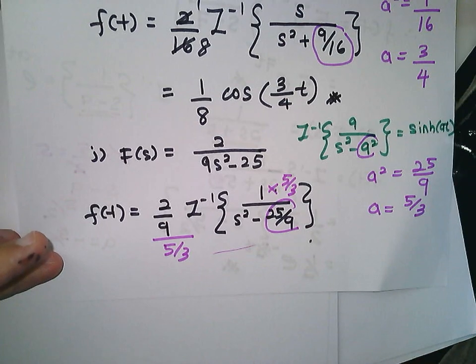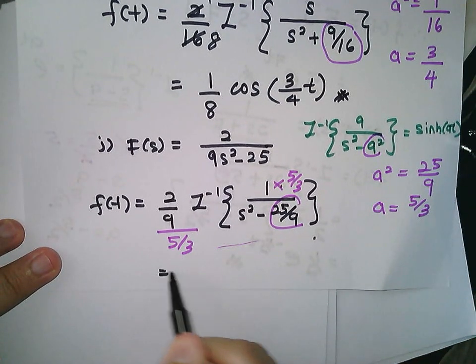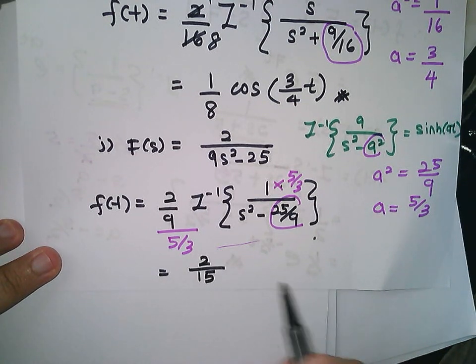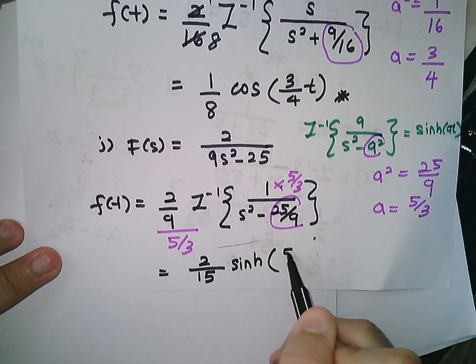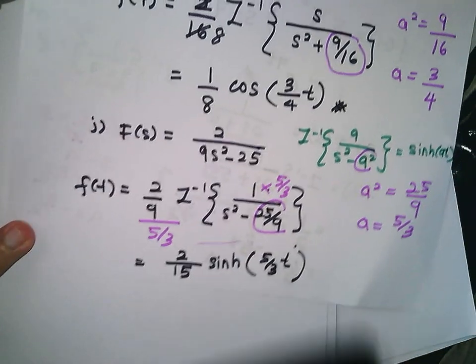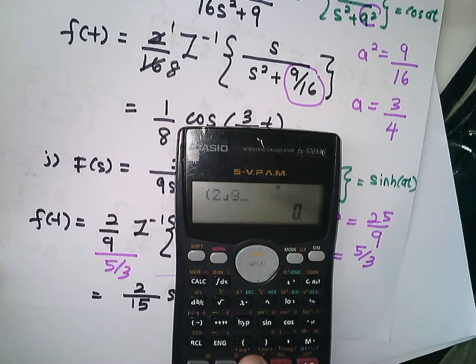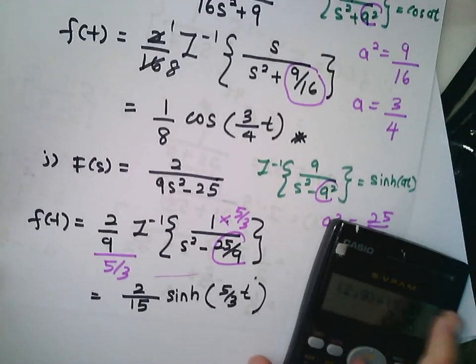So for this one you just press your calculator. You will have 2 over 15 sinh(at), where a is equal to 5 over 3. Let me just show this one. You have 2 over 9 divided by 5 over 3, which is equal to 2 over 15.